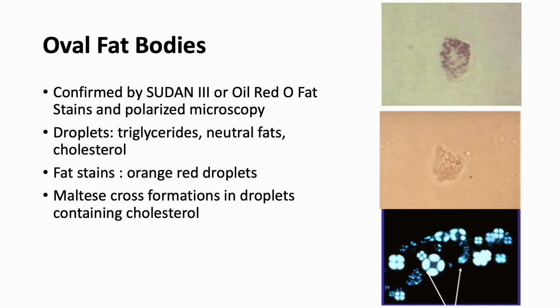The presence of these oval fat bodies can be confirmed by Sudan III or oil red O fat stains and also with polarized microscopy. These droplets represent the presence of triglycerides, neutral fats, and cholesterol. The fat stains would show orange-red droplets when oval fat bodies are present. And the Maltese cross formation in the droplets identified using polarized microscopy indicates the presence of cholesterol.